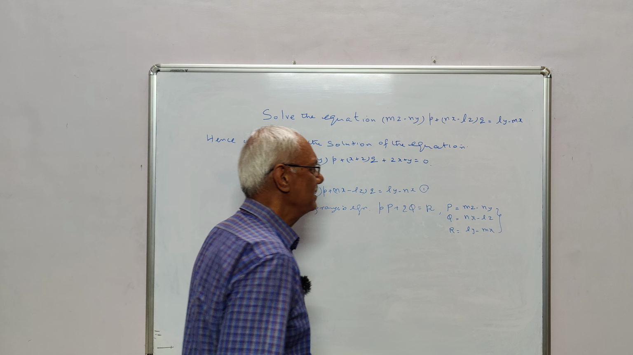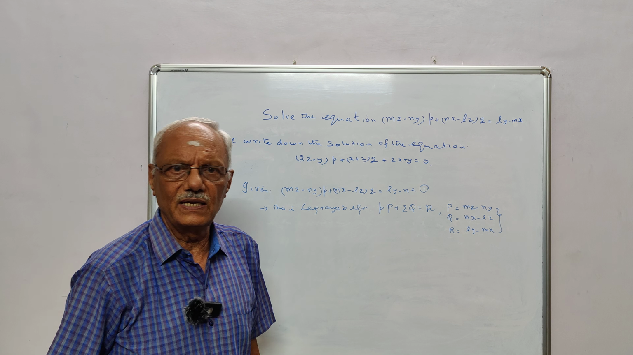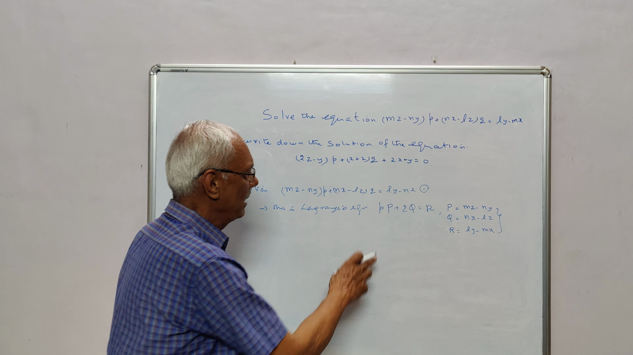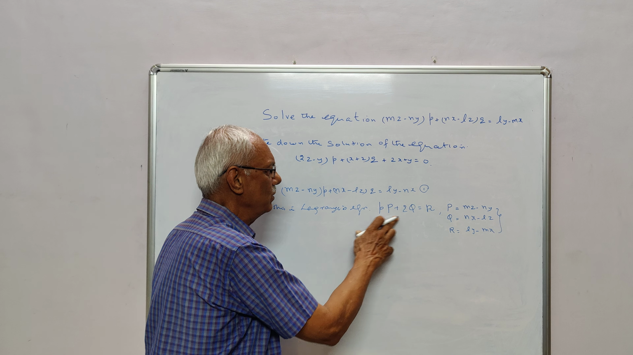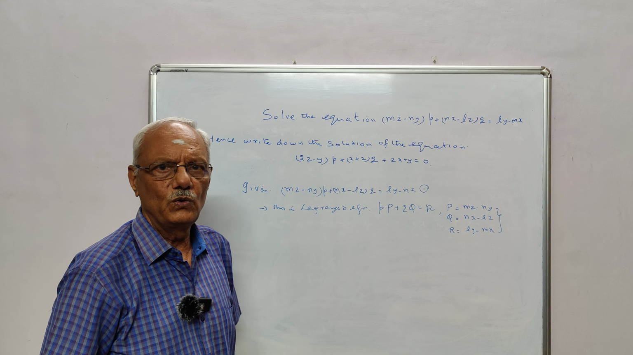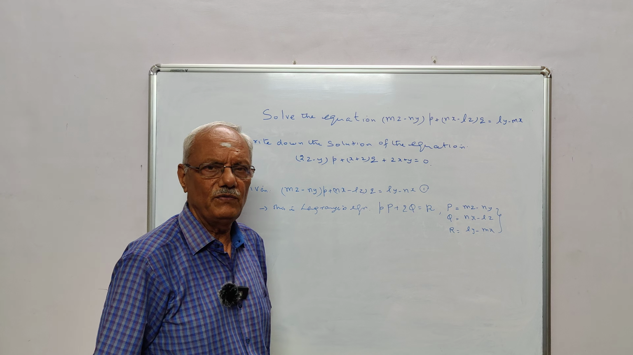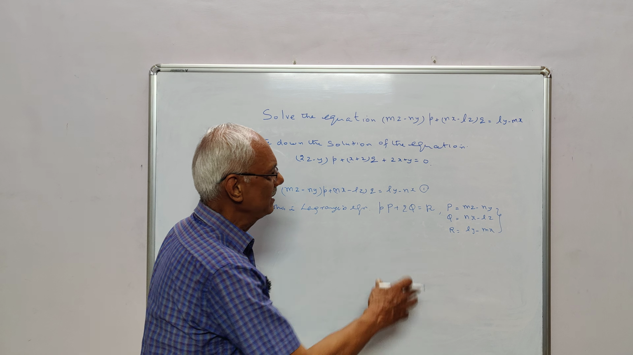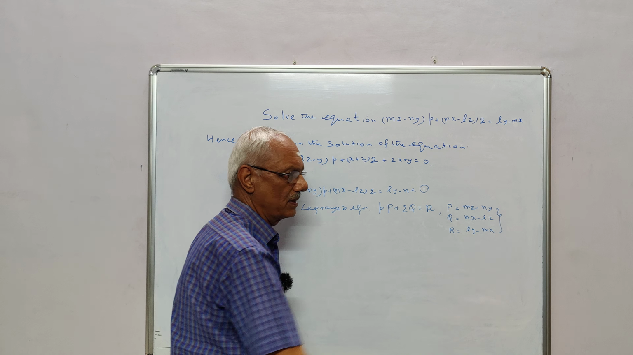So we identify this as a Lagrange's equation given by Pp plus Qq is equal to R, where this p and q are nothing but dou z by dou x and dou z by dou y, which we have already seen in many videos, and that this capital P, capital Q and R are nothing but what I have written here.